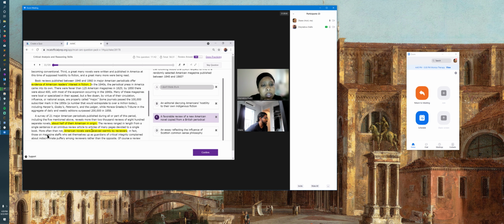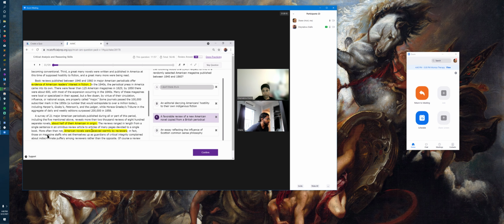Yeah, but it does say that they're American periodicals, right? So that means that Americans are reviewing American novels as well as British novels. I'm just trying to see where it says anything favorable about it being copied from a British periodical. This is a pretty difficult question, actually.